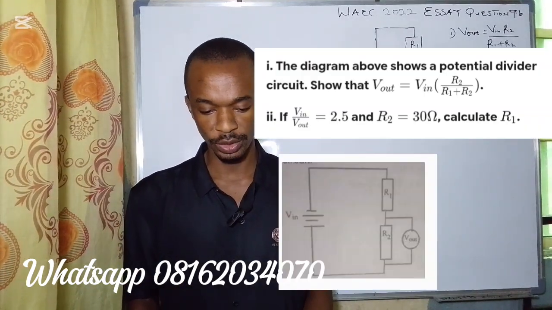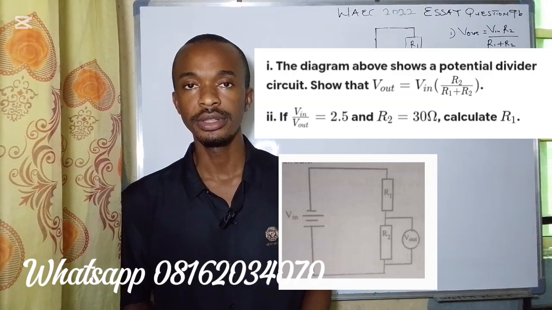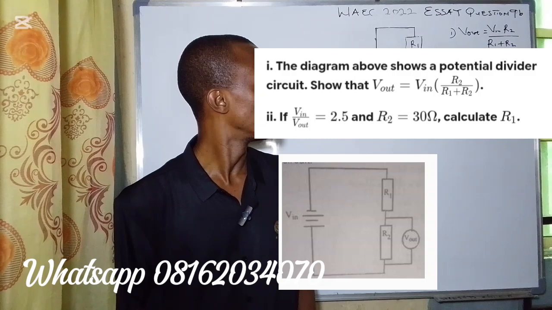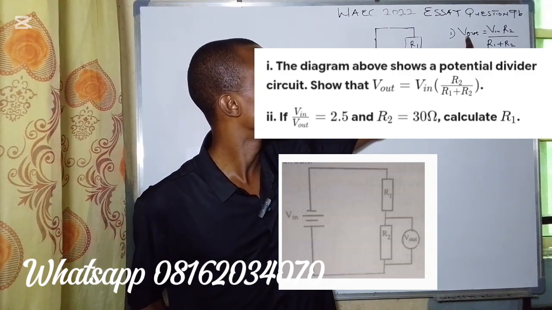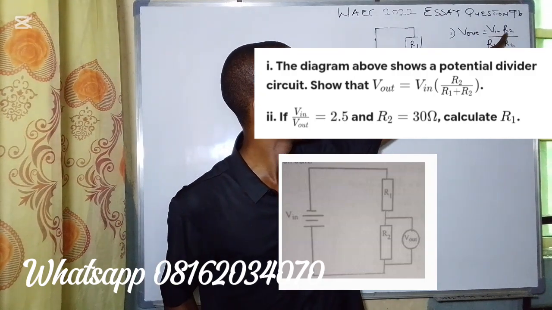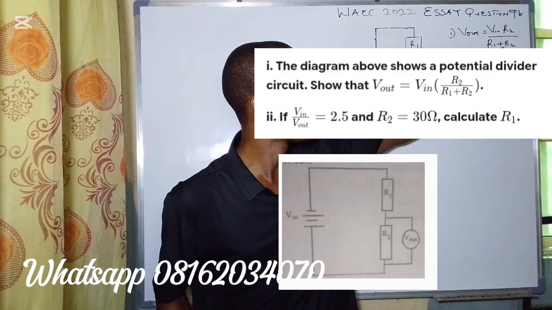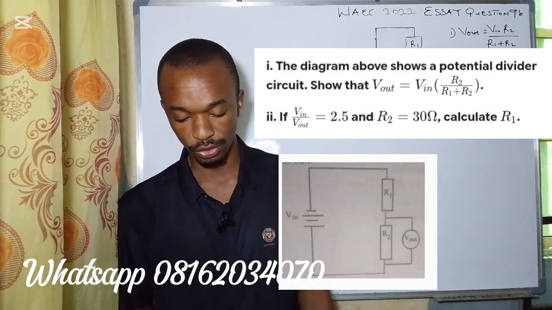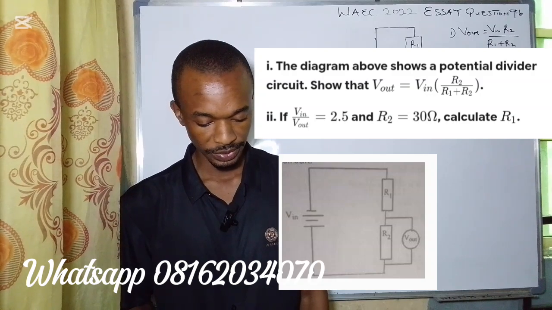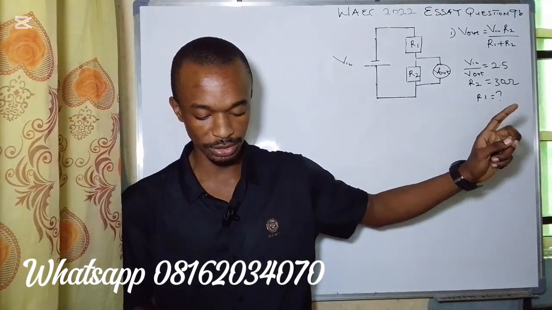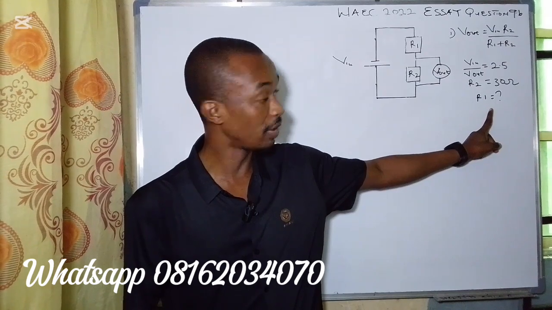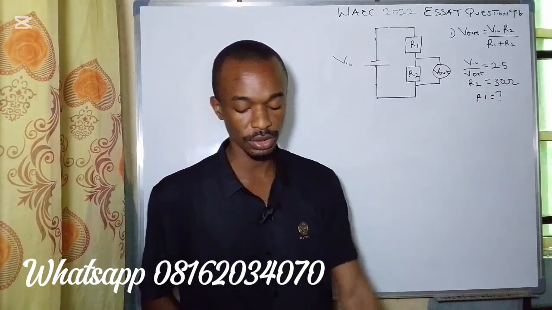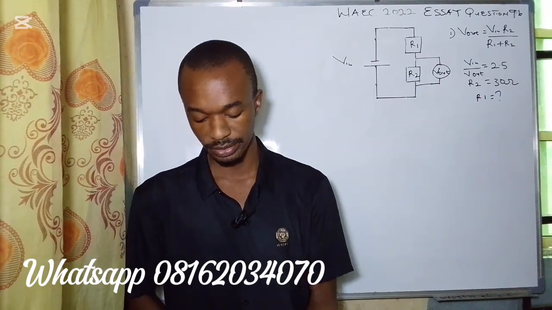The diagram below shows a potential divider circuit. Then they say show that the V out will be equal to V in times R2 divided by R1 plus R2. V stands for potential difference, or you can say voltage. Now then they said we should find the value of R1 given V in over V out equal to 2.5, then R2 equal to 30 ohms. Okay, so let's carry on.